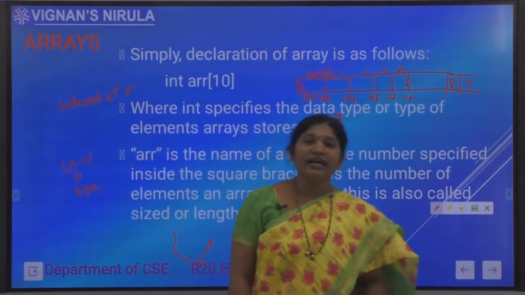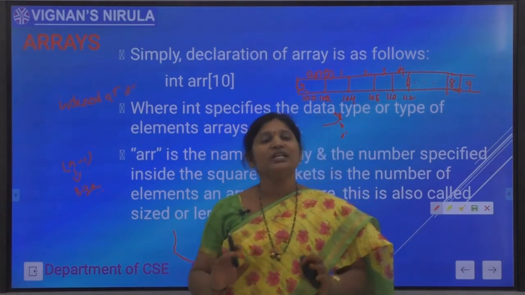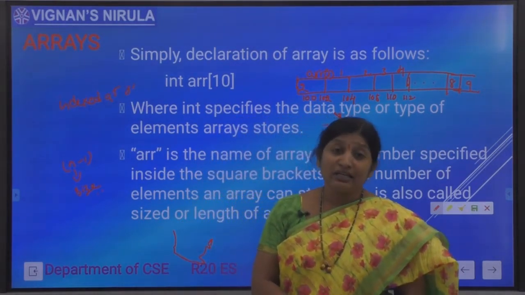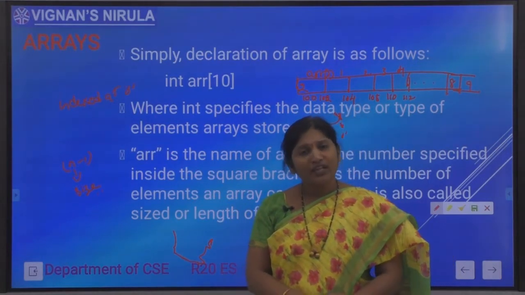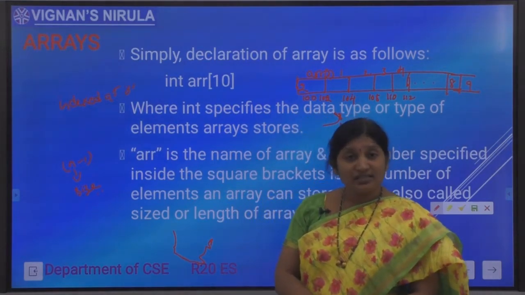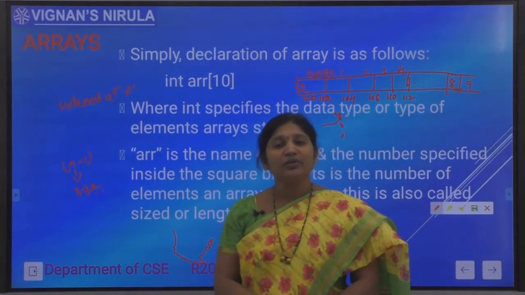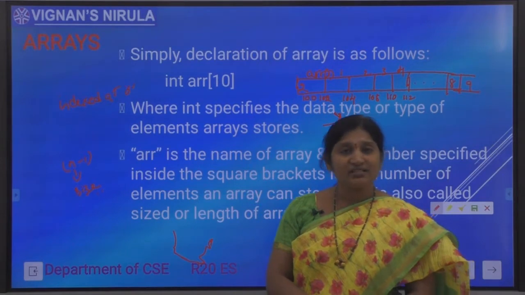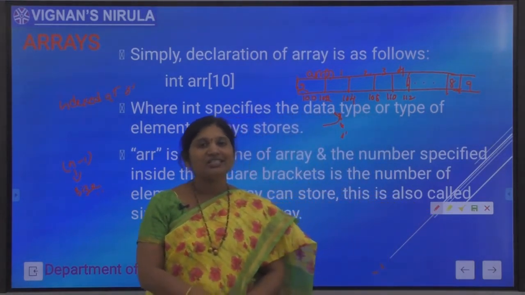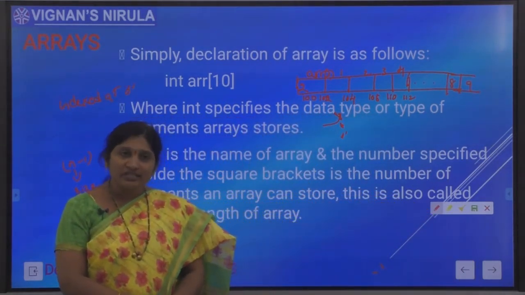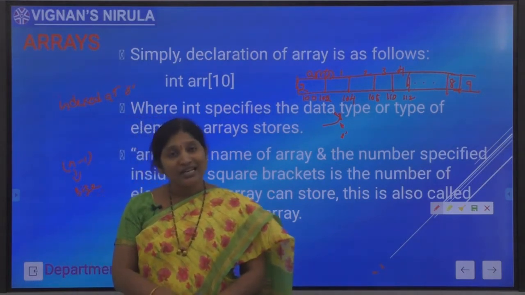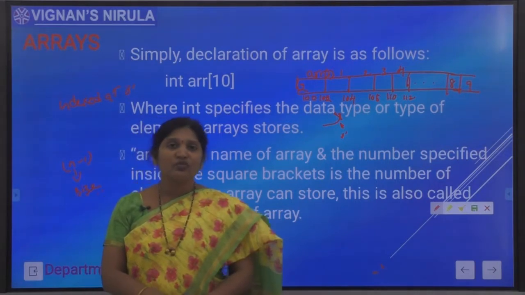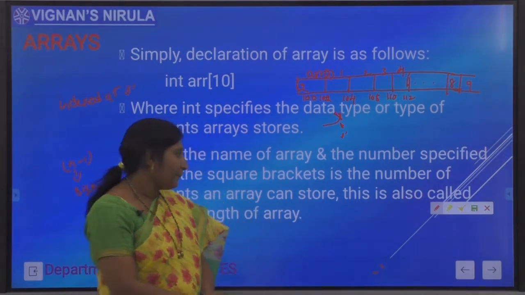An array can be defined as a collection of similar data typed elements which are stored in continuous memory locations, and in order to access the individual elements of the array, we need to use the indexes. The first element is indexed at 0, the second element at 1, and likewise the last element is indexed at size minus 1, where size is the number of elements present in your array.